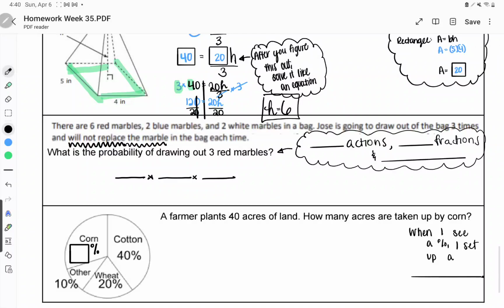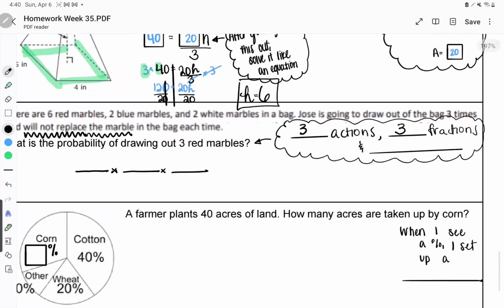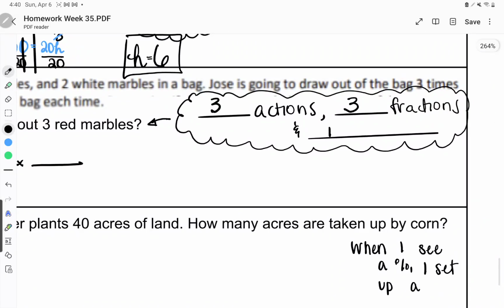This one says there are 6 red marbles, 2 blue marbles, and 2 white marbles in a bag. Jose is going to draw out of the bag 3 times and will not replace the marble in the bag each time. So how many actions did he just do? He did 3 actions. So how many fractions do we have? We have 3 fractions. And then if we have more than one fraction, what do we do with those fractions? We multiply them.